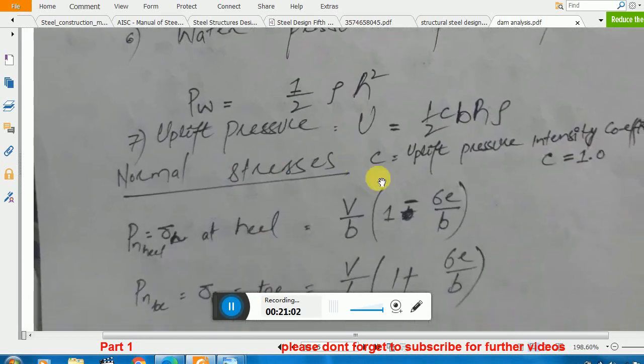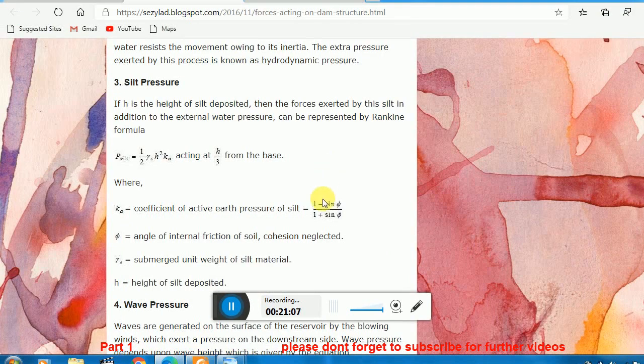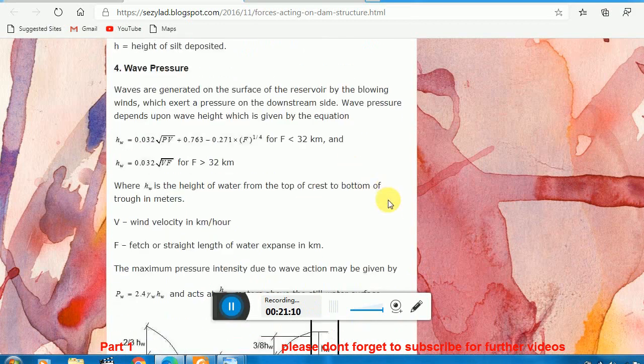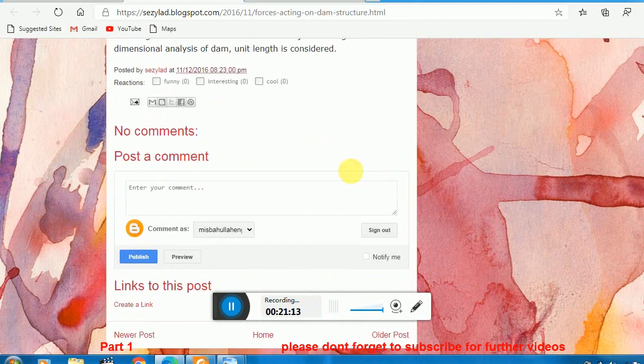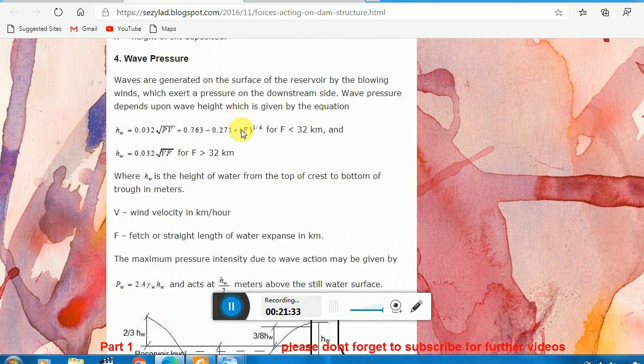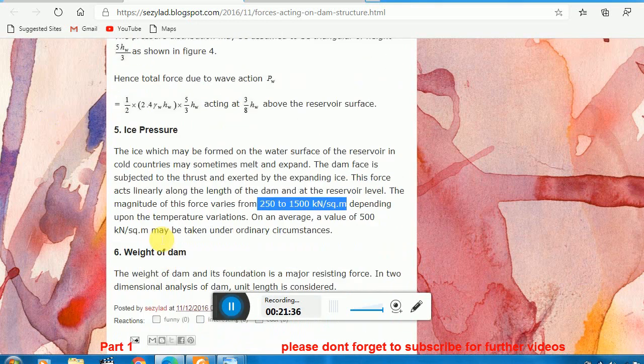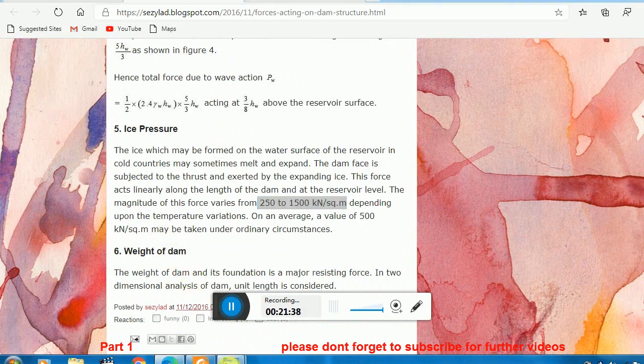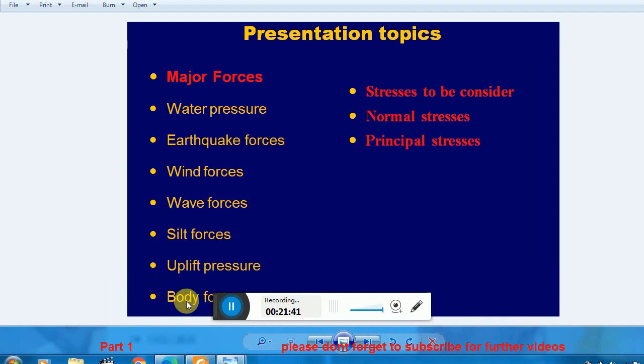Then we have stresses. These are the different forces, and they are very, very important. I will do some examples on them, so you must remember these forces. Ice pressure and the weight of the dam will also be calculated. The amount of ice pressure is also assumed to be 250 to 1500 kilograms per square meter. So for ice and for wind we assume values. And the body forces, as you see here in my presentation, are the body weight.